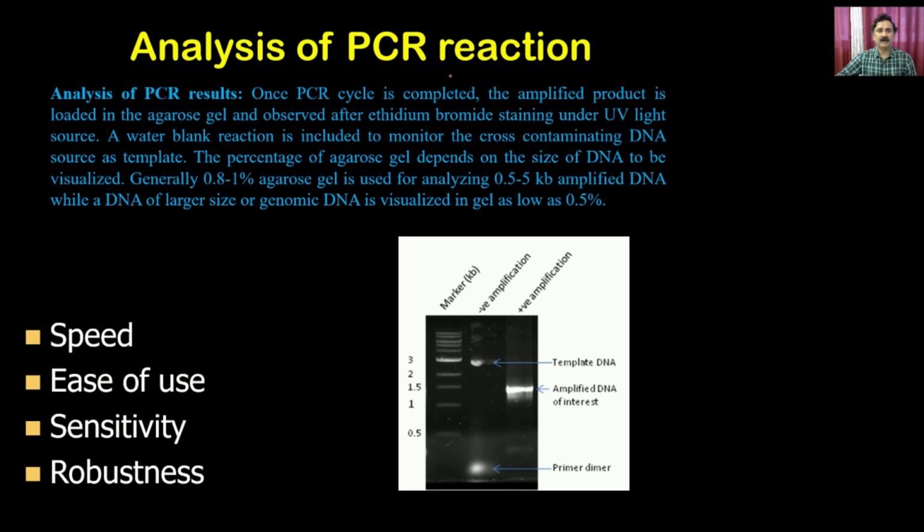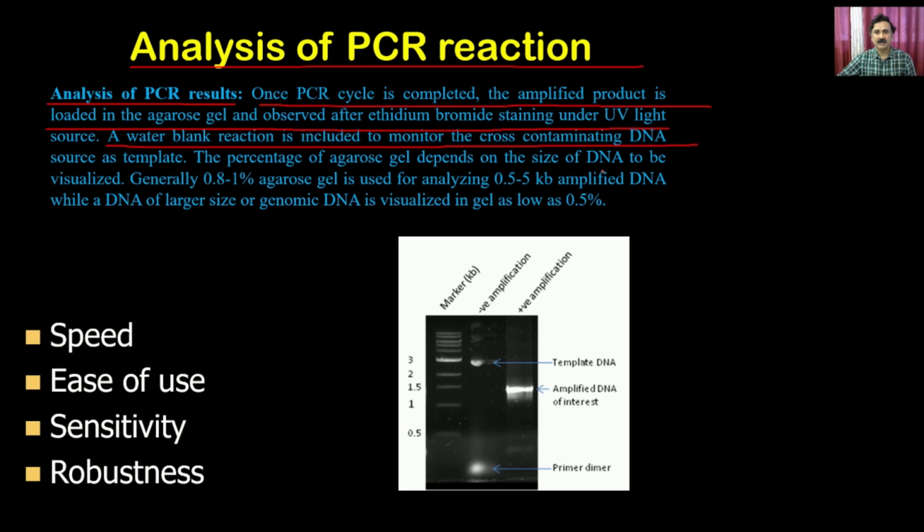Now, once the PCR is over, you can take out the reaction mixtures and do the analysis of the PCR product. Once the PCR cycle is completed, the amplified product is loaded into the agarose gel and observed after staining with ethidium bromide under UV light. A water blank is included to monitor cross-contaminating DNA as a template. The percentage of agarose depends on the size of the DNA, but generally people use 0.8 to 1% agarose.